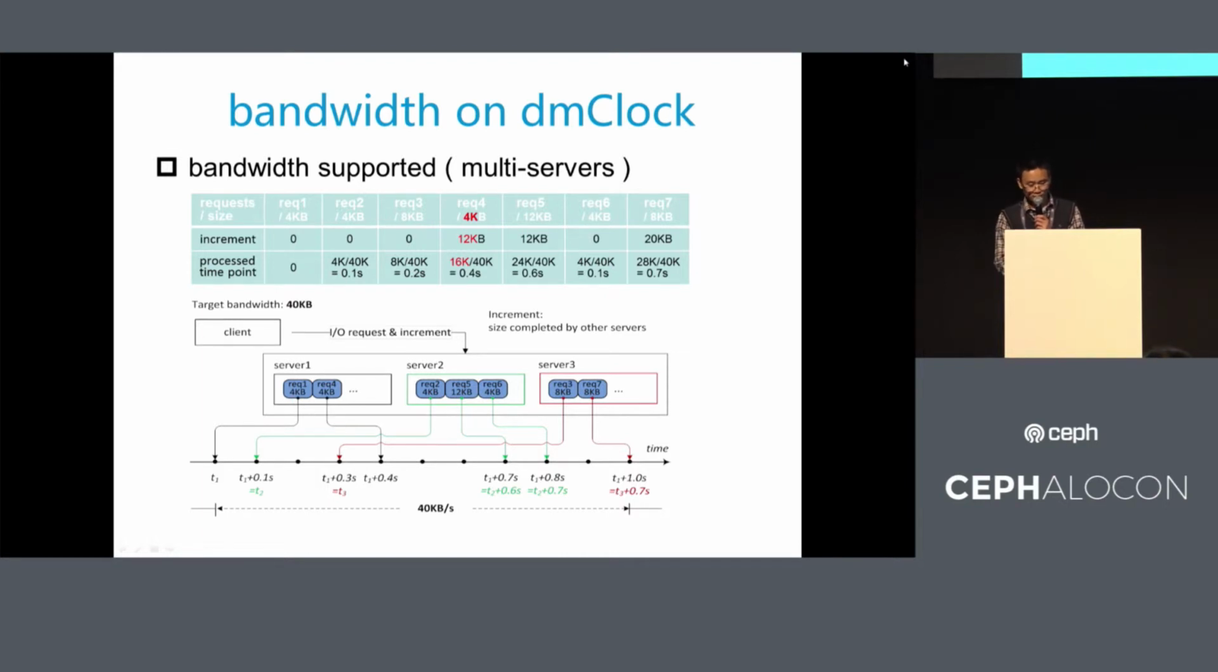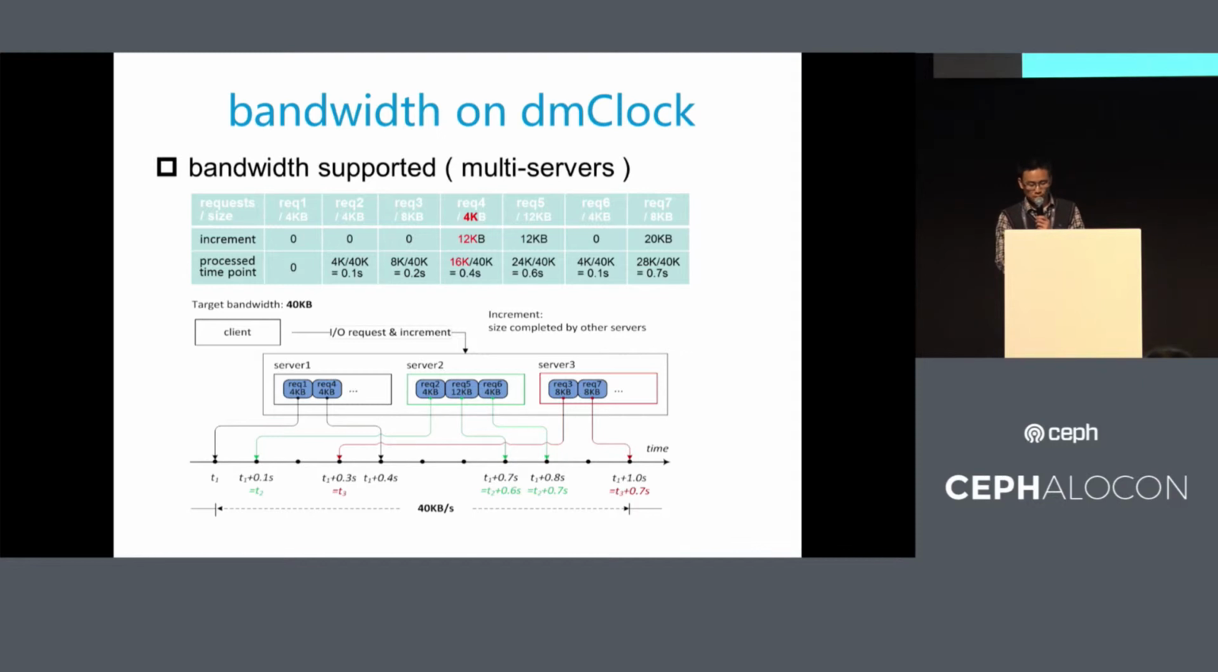Let's take a look at request 4 here. Its last request is request 1. And so the incremental size is request 2 and request 3, 4 plus 8, that's 12 kilobytes, plus the own size of request 4, 4 kilobytes. That's 16 kilobytes in all.